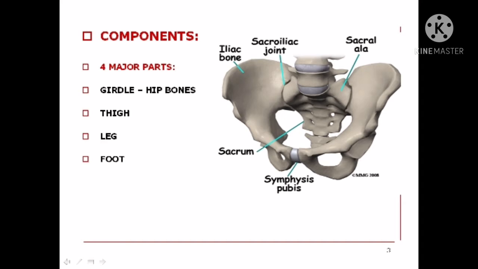There are four components of the lower limb: the pelvic girdle or the hip girdle, the thigh, the leg, and the foot. The hip girdle is formed by two pelvic bones, in between which is the sacral bone, which is attached by means of the sacroiliac joint with the two pelvic bones. Anteriorly, both of the pelvic bones form a joint that is called the pubic symphysis, a symphysial joint.